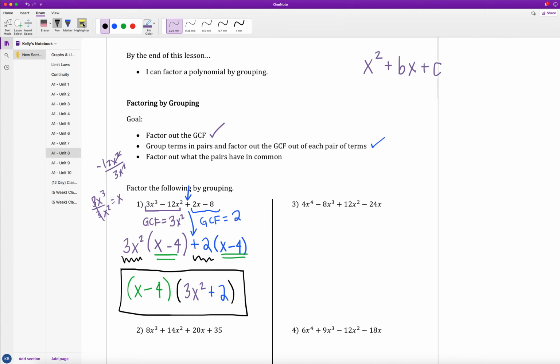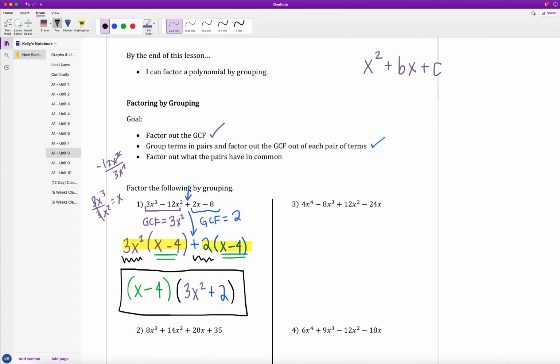Once we get to this step here, we actually have two terms. We have the 3x squared times x minus 4, which is one whole term, plus the 2 times x minus 4, which is also one whole term. From here, this will always happen: each of those terms has the same stuff left over on the inside. They each have an x minus 4, so I can factor an x minus 4 out, and we're left with the 3x squared plus the 2 as my second factor.